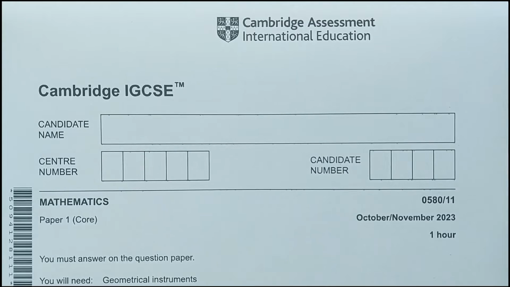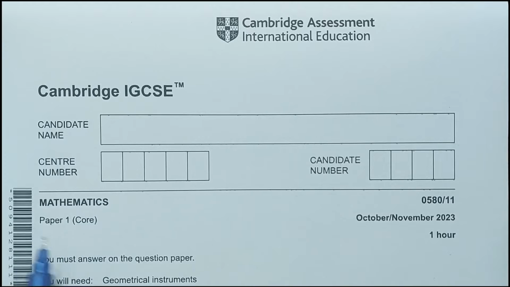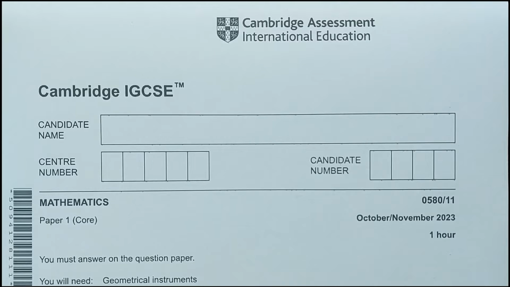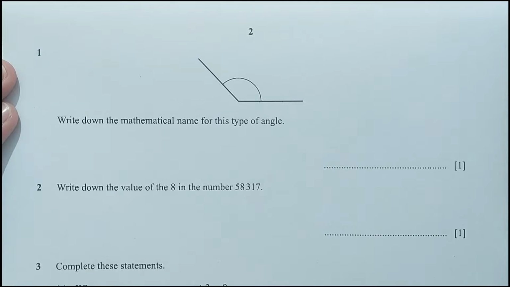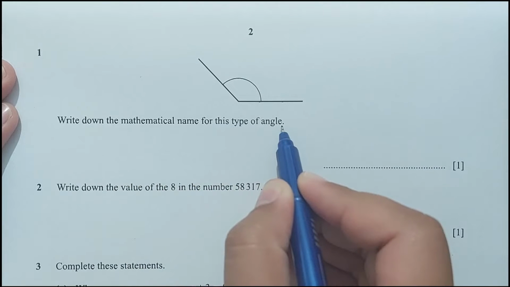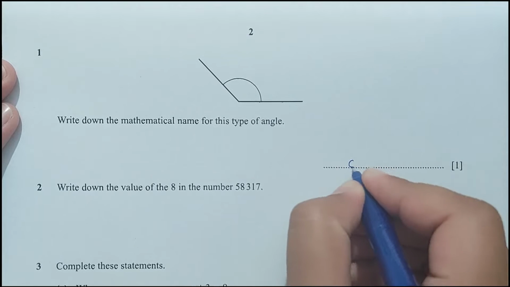Hi everyone, in this video I'm going to solve Cambridge IGCSE Mathematics Paper 1 Core, October-November 2023, Paper 1-1. So let's start with the first question. Question number 1, write down the mathematical name of this type of angle. So this angle is more than 90, so this is an obtuse angle.